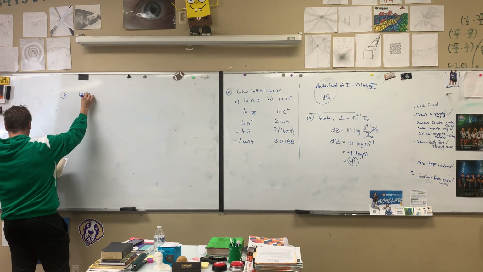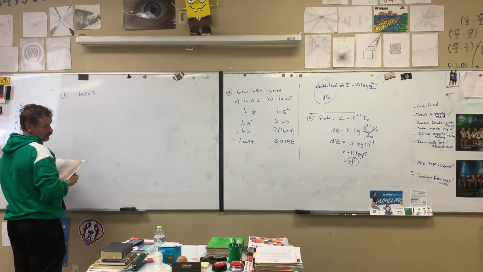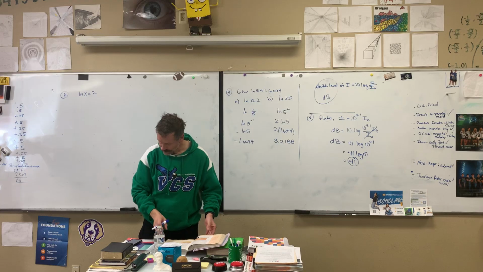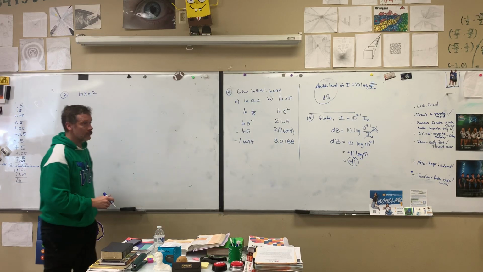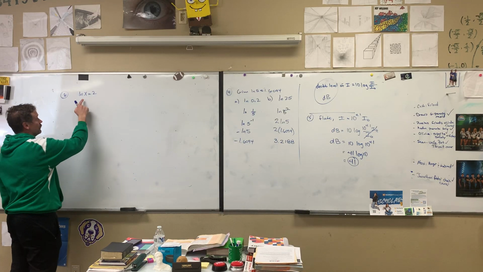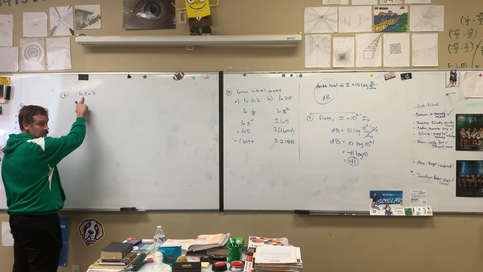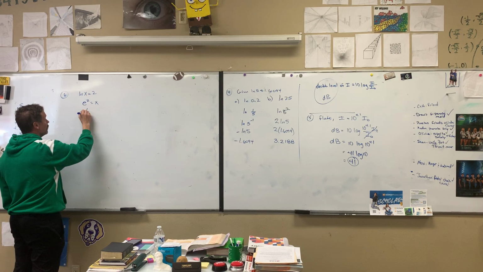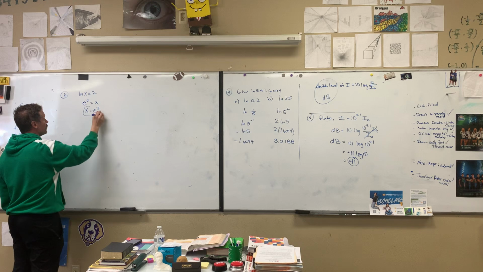ln x equals 2. So you're solving for x, but you want it in terms of e. So all they're going to do is base e. So e squared is equal to x. So x is equal to e squared.